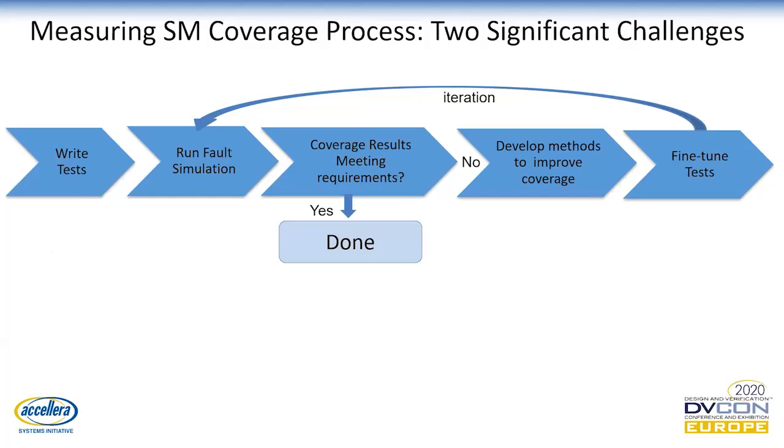To put that into a flow chart and understand the iterative nature of measuring the safety mechanism coverage process, you need to write the tests, run the fault simulation, and look at the coverage results. Are they meeting requirements? If yes, you're done. If not, you have to develop methods to improve the coverage, right? So there will be uncovered faults. You fine-tune the tests, go back and simulate again.